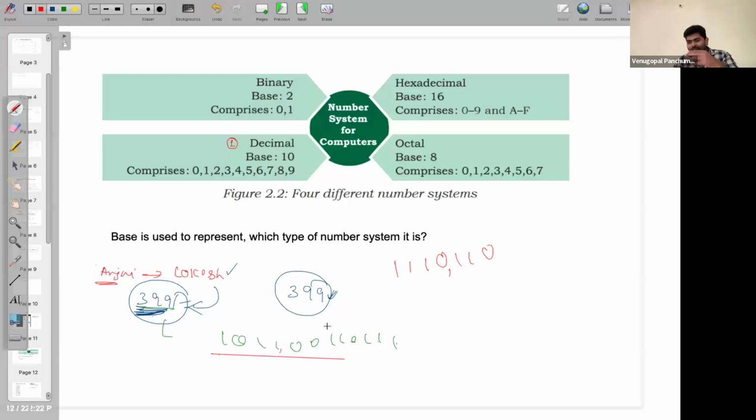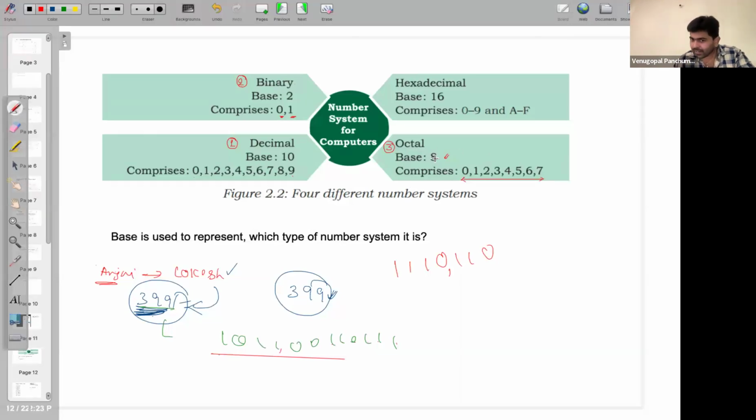Like that. So in day-to-day life, we talk about the decimal number system, which contains digits from 0 to 9 only. Second thing that we have is the binary number system. In the binary number system, we are going to talk about only zeros and ones, nothing else. Next we have something called the octal number system. In the octal number system, the base is 8. So in that number system, the digits are only from 0 to 7.